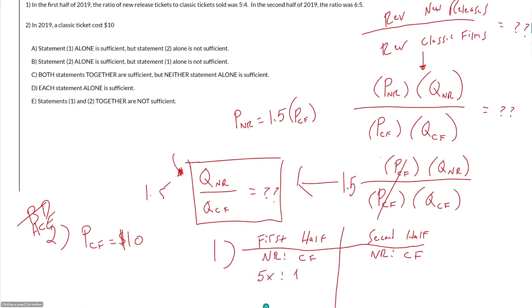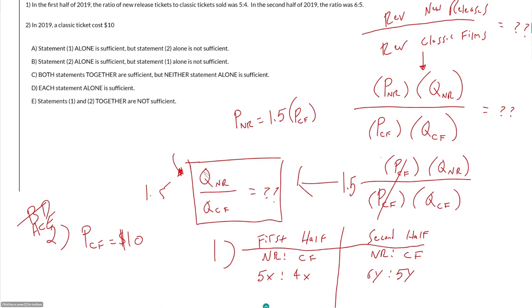So 5x to 4x for the first half, and we'll say our new release to classic film in the second half is 6y, 5y. These are different ratios, so they need different multipliers. And in this case, there's no connection between these two ratios. So it is possible that, for example, y is equal to x, but it's not necessarily true. And it most likely is not true.